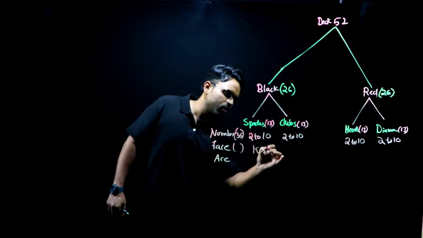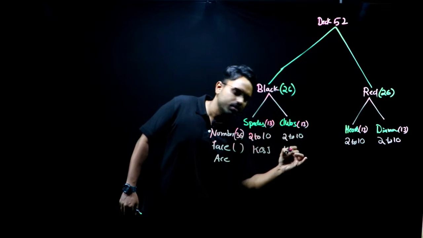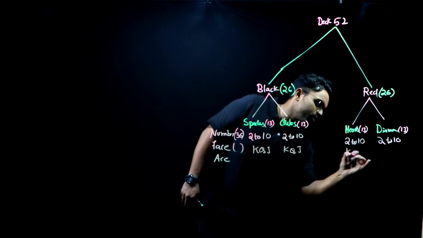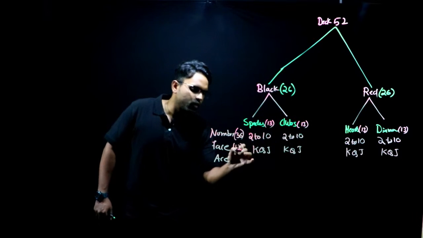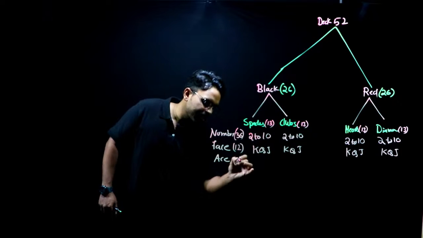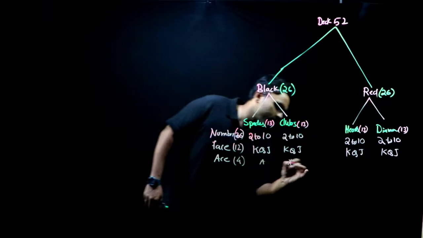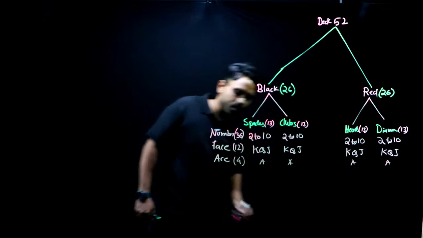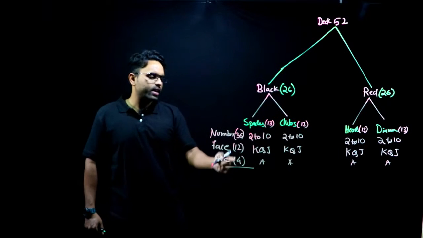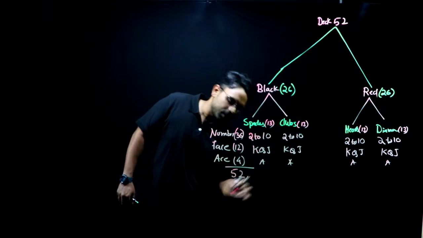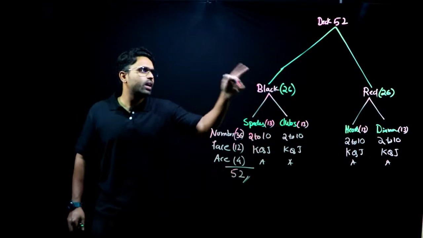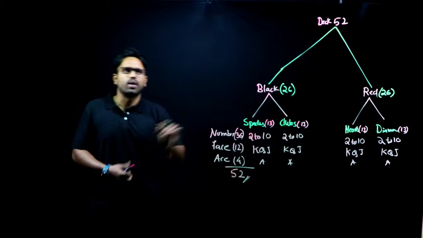Each suit has K, Q, J. So 3 into 4, I'll have 12 here. And ace cards I have 4: one ace here, one here, one here, and one here. So totally together, I'll have how much? 36 and 12, 48 and 4, 52 again. With this knowledge about cards, we can solve any question that is posed to us.